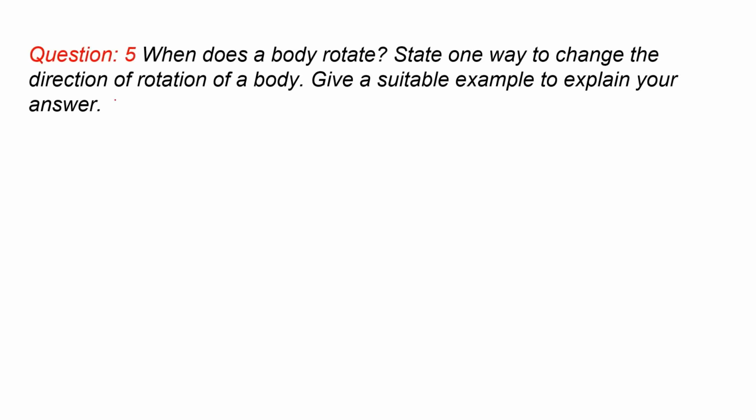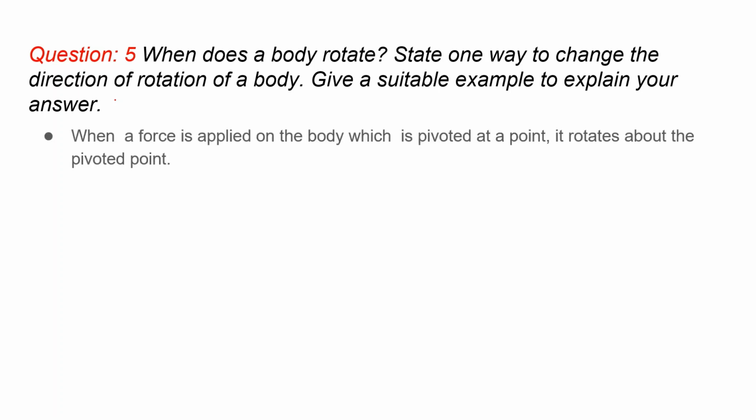The next question is, when does a body rotate? And state one way to change the direction of rotation of body. Give a suitable example to explain your answer. So first question is, when does a body rotate? When the body is pivoted at a point and we apply a force on it, it rotates. When a force is applied on the body which is pivoted at a point, it rotates about the pivoted point. The answer.